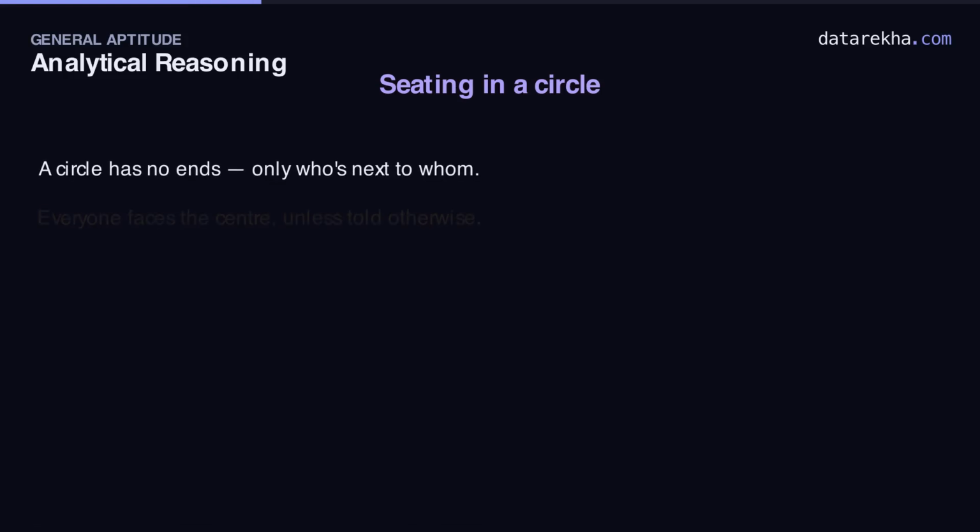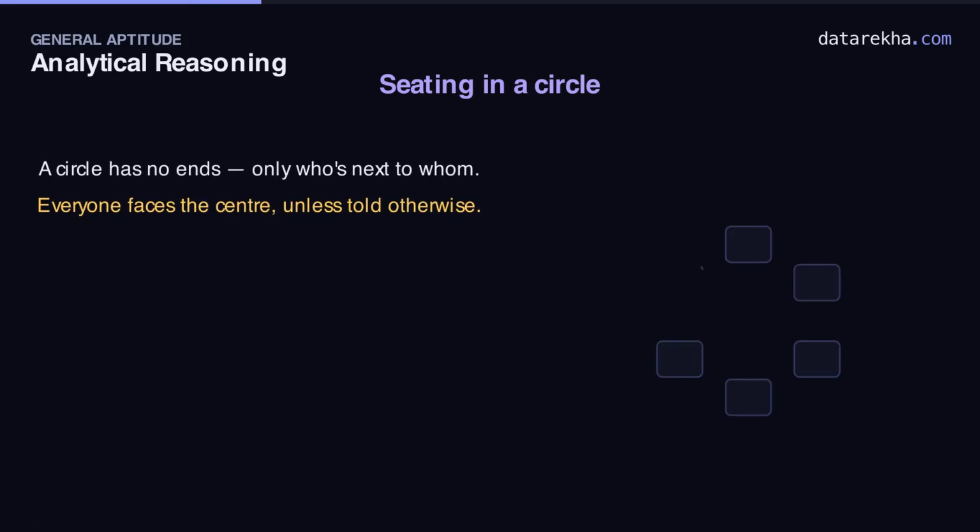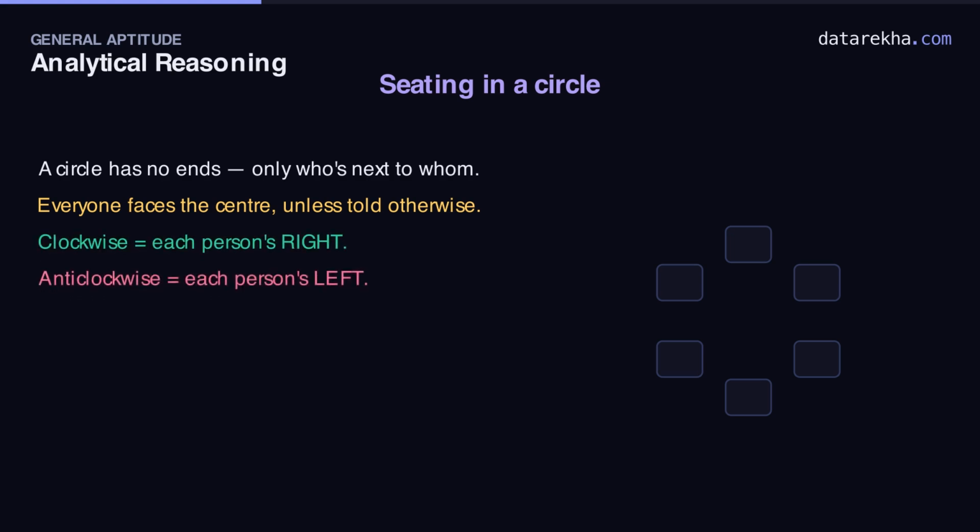Circles trip people, so slow down. A circle has no ends, only who sits next to whom, and rotating the table changes nothing. Lock in one convention first. Everyone faces the center, unless told otherwise. Facing inward flips their left and right from yours. Clockwise is each person's right. Anti-clockwise is their left. And opposite is straight across, with 6 seats, 3 along.